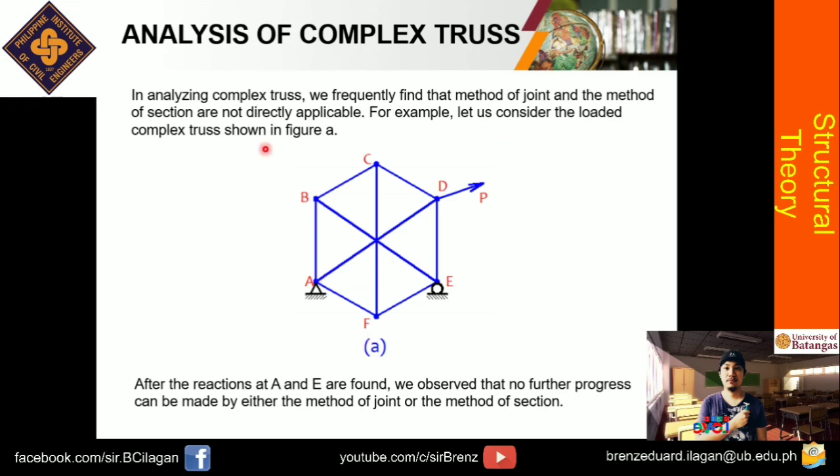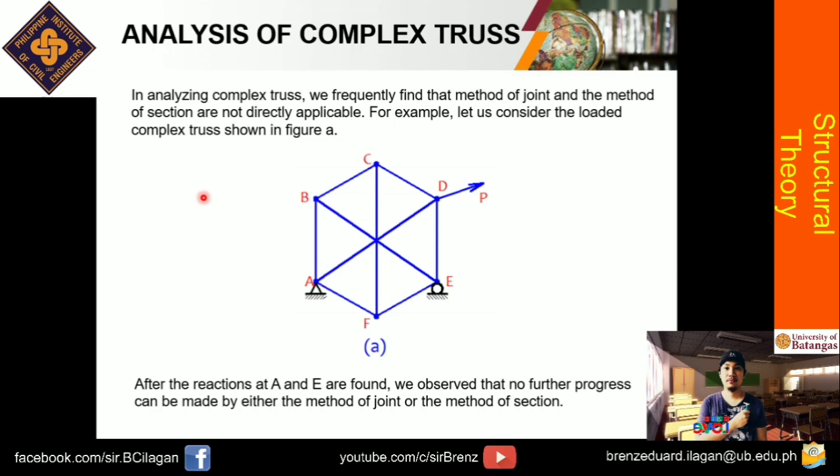So shown here in the figure, as you can see, ano yung napansin nyo agad? Kung mapapansin nyo, at every joint, ilang members yung unknown? Diba kahit saan mo siya dalhin, ang number of unknown members is equivalent to 3. So meaning, kahit saan point ka mag-method of joint, wala tayong mapapalabas na answer, kasi again, ang available equation mo lang is dalawa. Forces x and forces y.